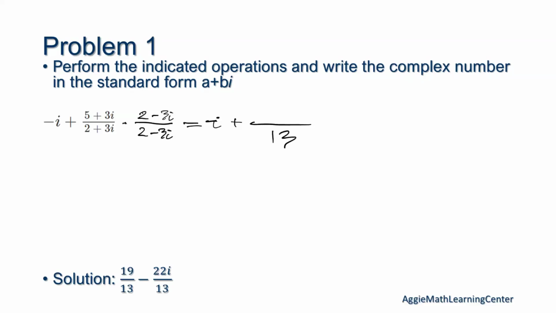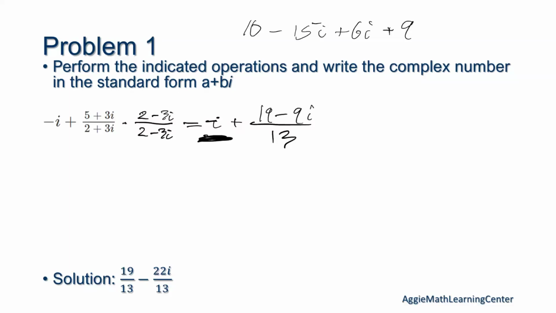For the numerator, that'll give us, right up here, 10 minus 15i plus 6i minus 9i squared. Same thing, this 9i squared will turn into just a positive 9. And then the negative 15i and the 6i will combine to just be a negative 9i, right? So we will just be left with 19 minus 9i like that.